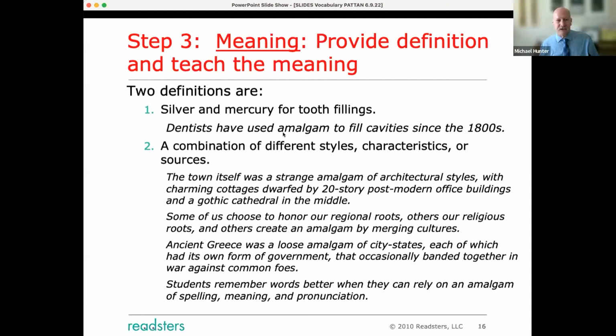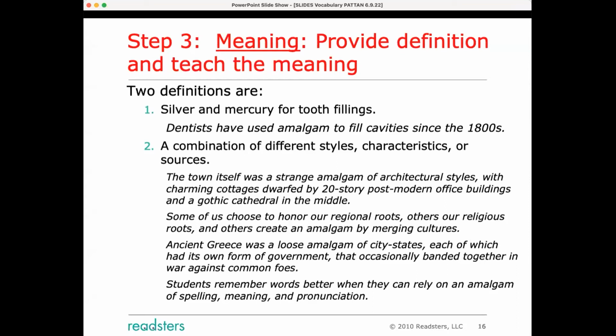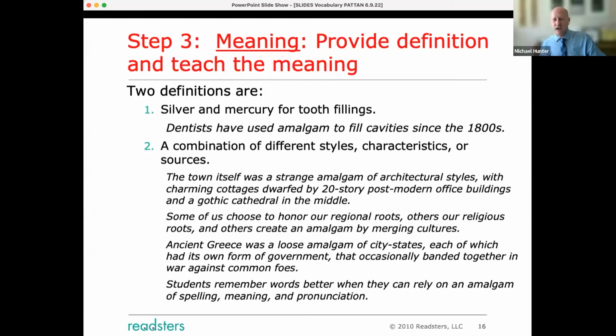Now, step three would continue typically beyond your first lesson on the word if you really want students to learn this word. So tomorrow we might come back and revisit examples and non-examples, or have students use the word in a sentence that they create. Any of those activities that you want to do, and that might be when you fill out a graphic organizer. This teaching the meaning of the word is not a one day step.